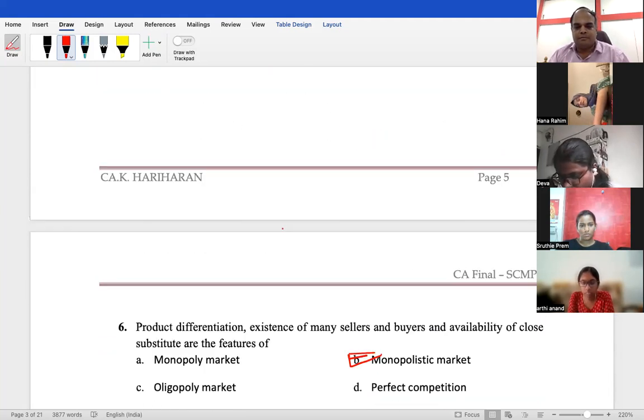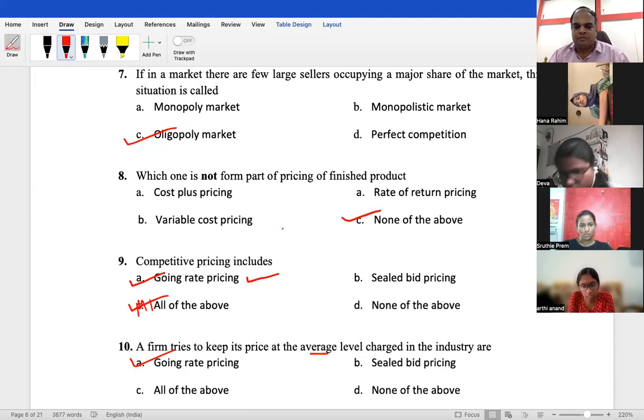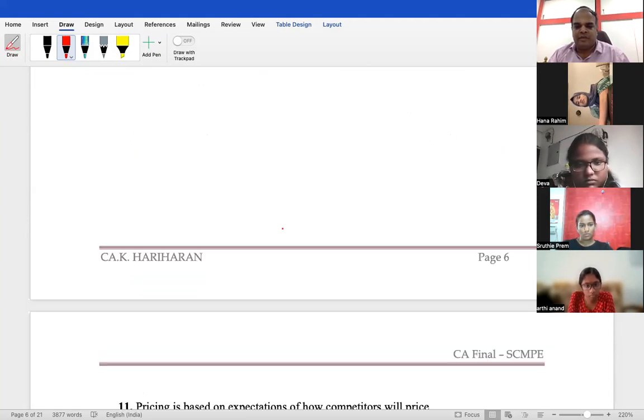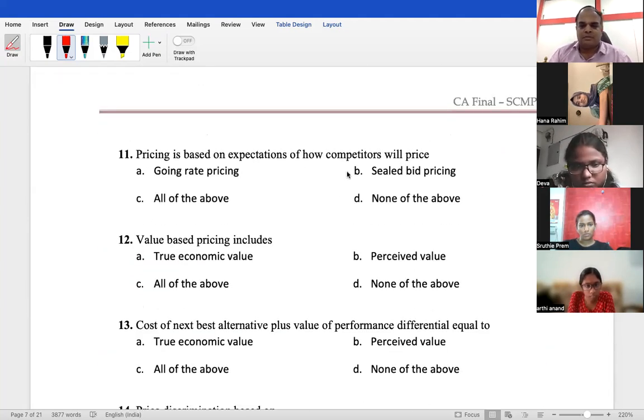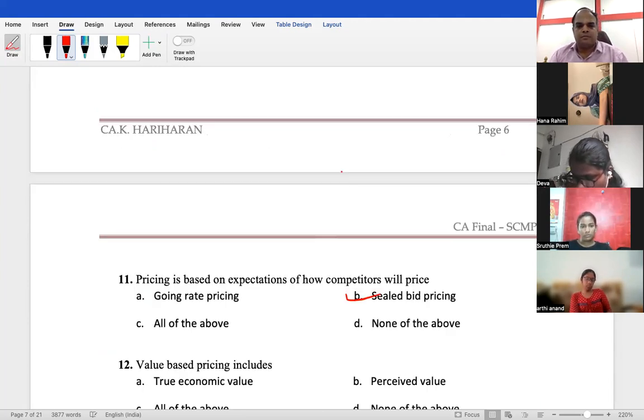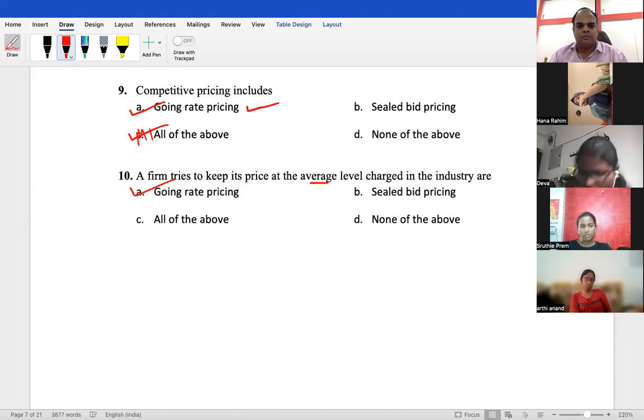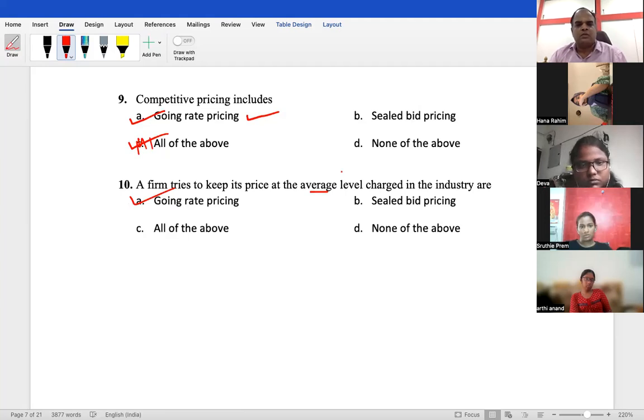Okay. Value-based pricing. Sir, then for the 9th MCQ, will the answer be all of the above? Yeah, if it is competition based. Two classifications are there for competition-based pricing. One is going rate price, another one is what? Kindly refer to the class notes.